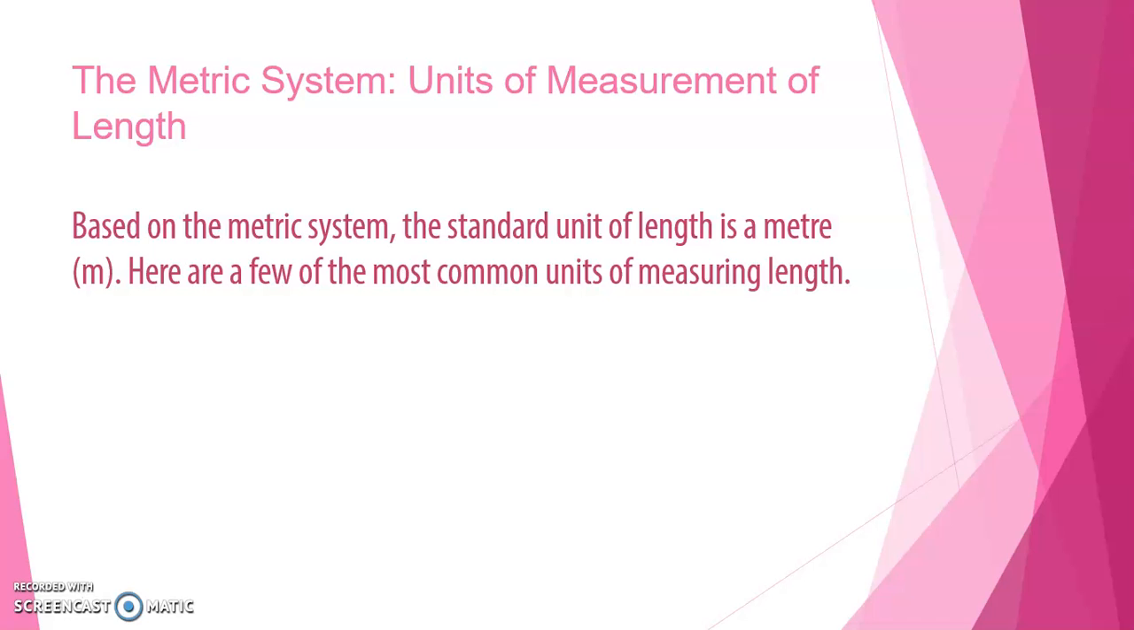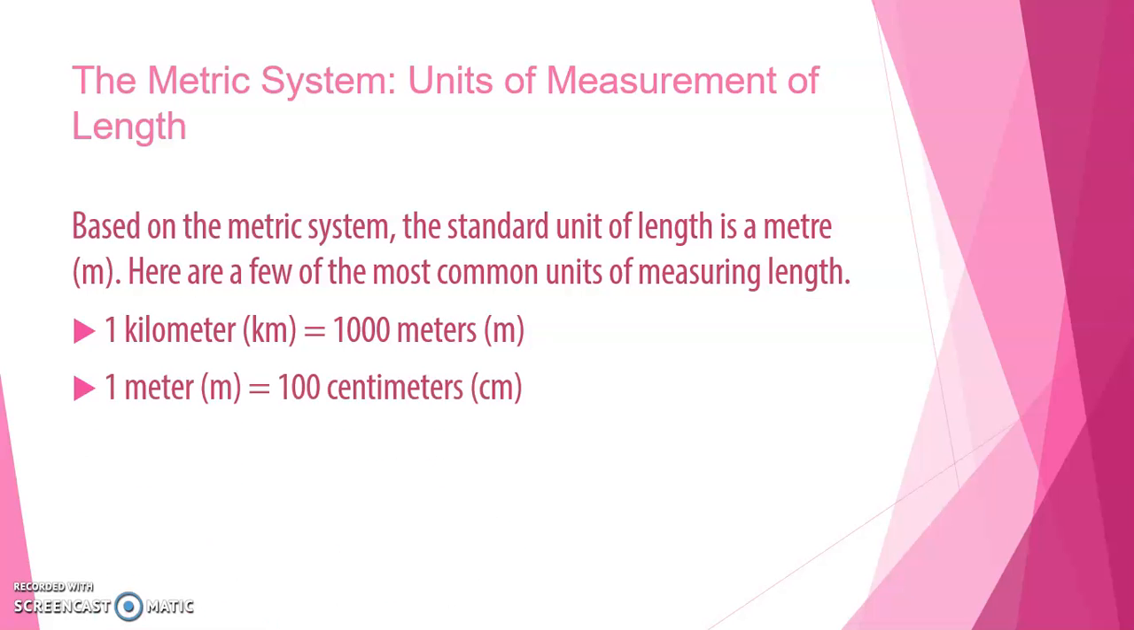Now, the metric system: the units used for measurement of length. Based on the metric system, the standard unit of measuring length is the meter, which is represented by the letter M. Here are some of the most common units used in measuring length. The kilometer is equivalent to 1,000 meters. So, 1 kilometer is 1,000 meters.